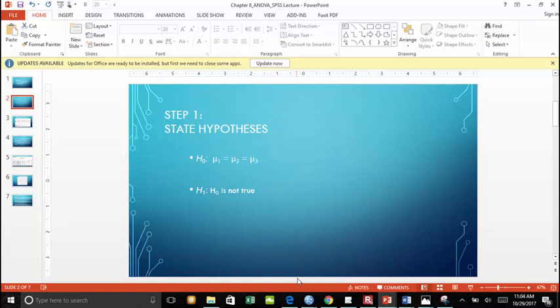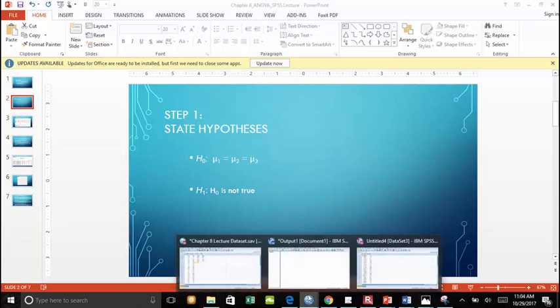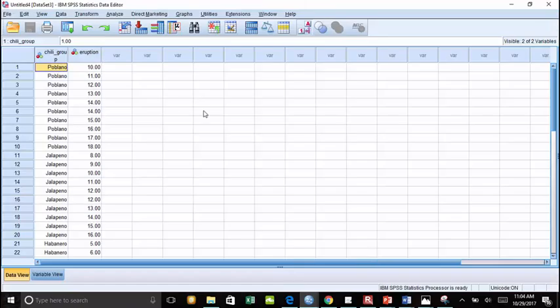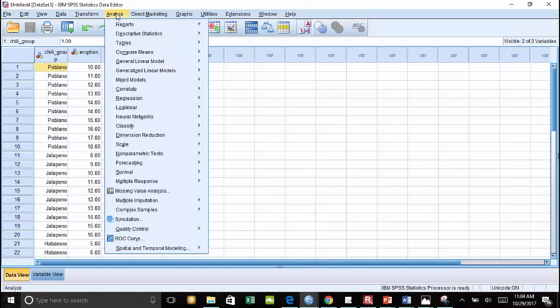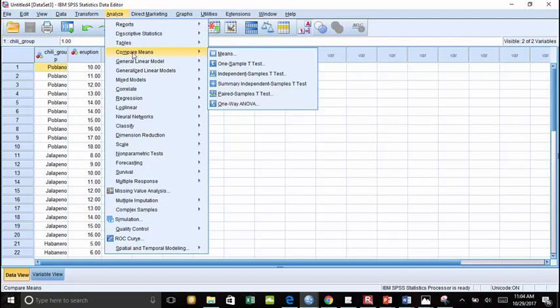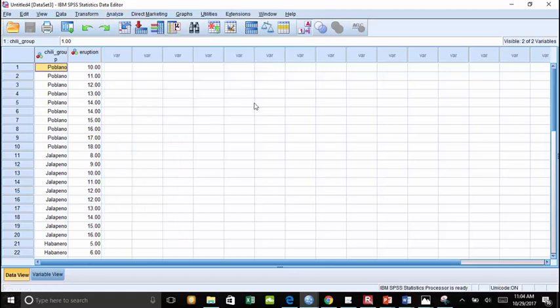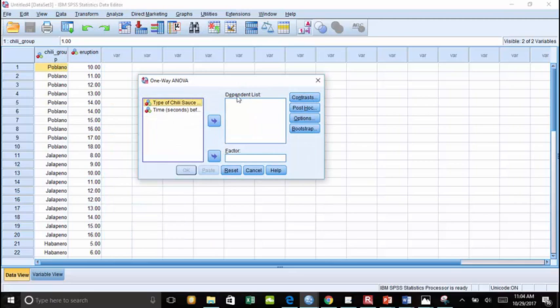All right, now it's time to run our analyses. So here we are. We're going to analyze, compare means, and we're going all the way to the bottom where it says one-way ANOVA. So analyze, compare means, one-way ANOVA. You click here. The dependent list, that's your dependent variable. In this case, it's time. We're measuring time before eruption. And the factor, that's your independent variable, and this would be type of chili sauce.